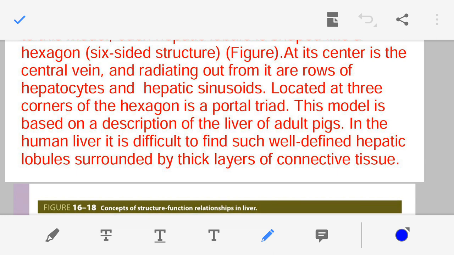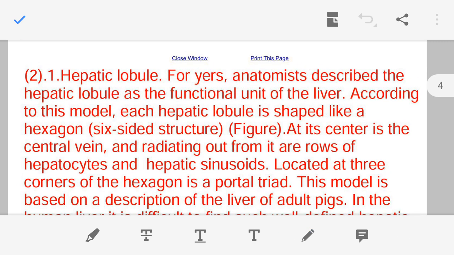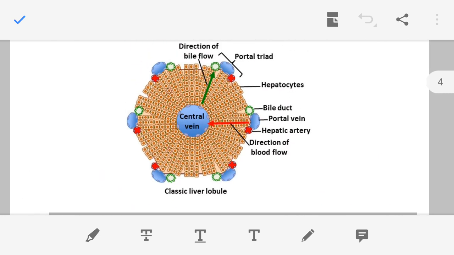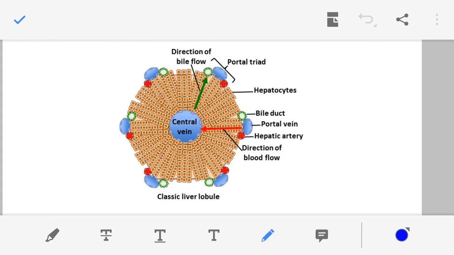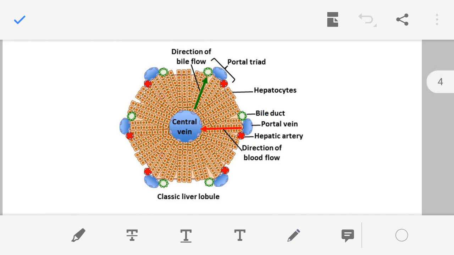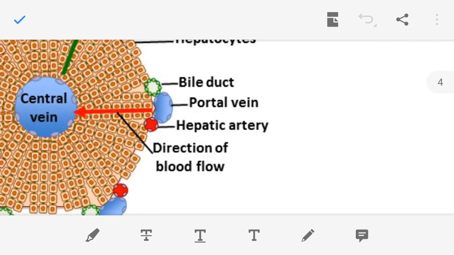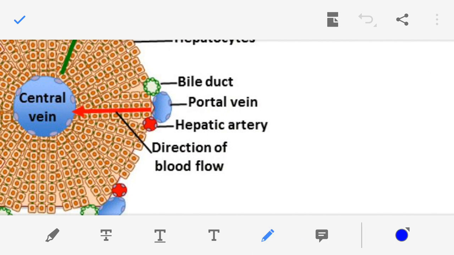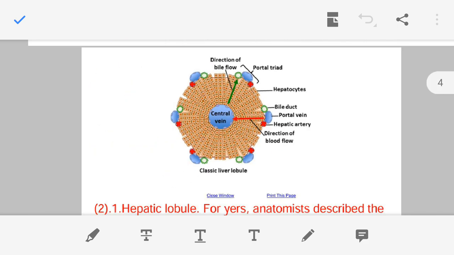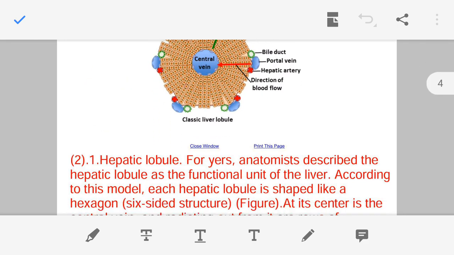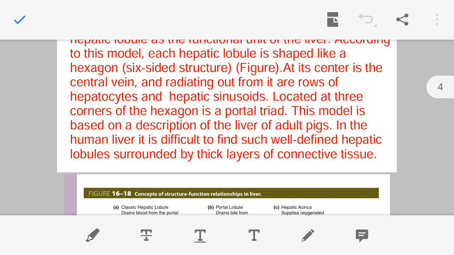Then, located at three corners of the hexagon is the portal triad. So the hepatic lobule is a hexagonal structure, and on three corners the portal triad is present. For example, this one is the portal triad, this one also, and this one as well. We now know what the portal triad is made up of: portal vein, hepatic artery, and bile duct. Together these three are known as the portal triad. So on the corners of the hepatic lobule, the portal triads are present.